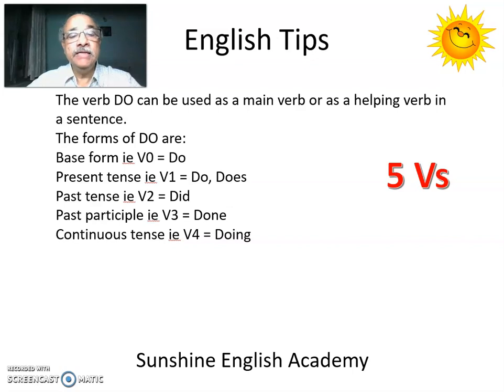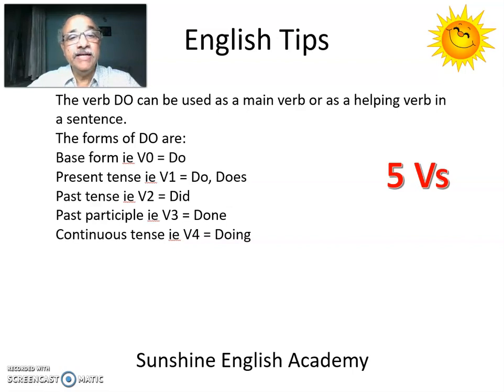The base form is do. This is also called the V0 form. In the present tense, do has two forms, do and does. These are the V1 forms of do. In the past tense, do becomes did. This is the V2 form.